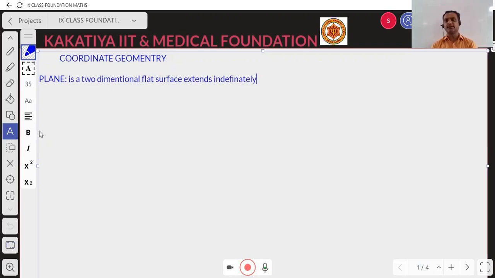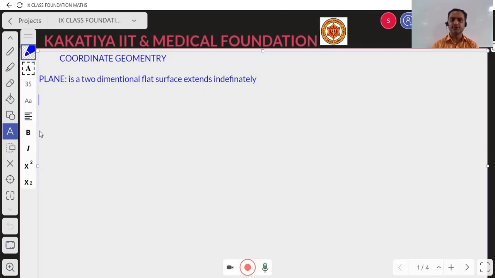See, for example, you can take your classroom's blackboard as a flat surface, right? Well, it does not extend indefinitely, but still, in general, you can consider it as a plane. Your tabletop, you can consider it as a plane. Your notebook, you can consider it as a plane, okay, in general.